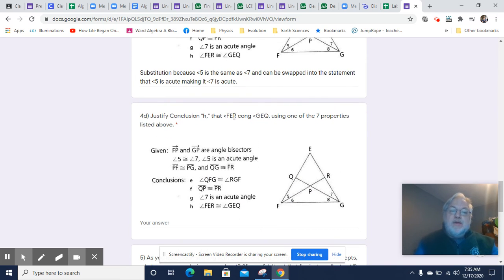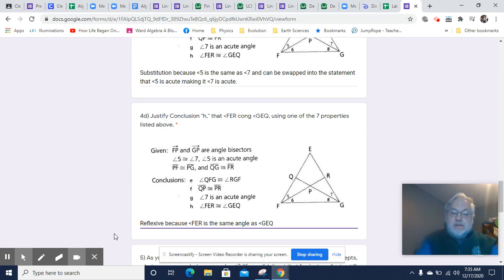Right, the last one, angle FER is congruent to GEQ. Well, FER and angle GEQ are just different ways to name the same angle. So reflexive, because angle FER is the same angle as angle GEQ.